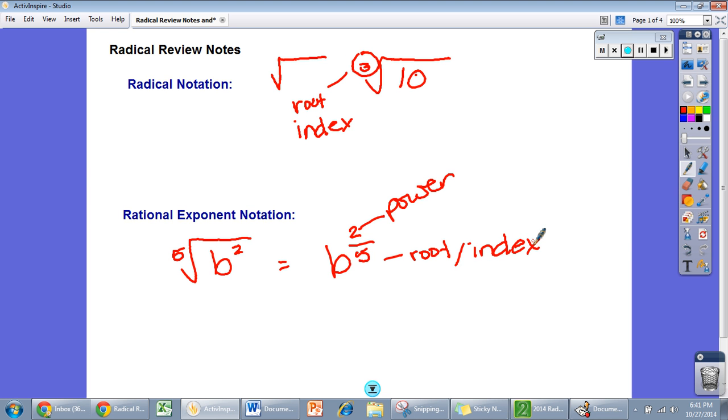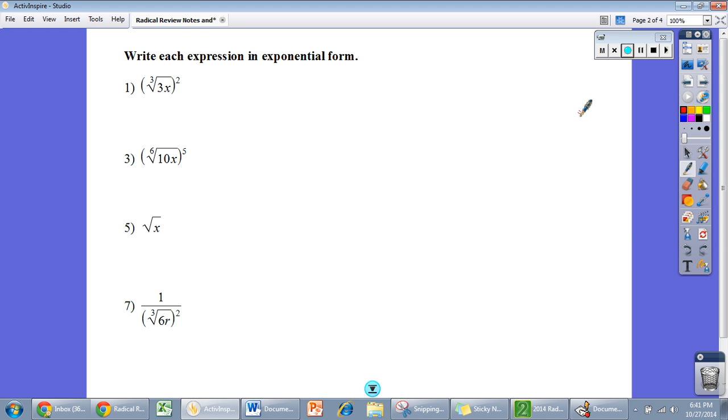Let's take a look at some conversions. We're going to write these in exponential form, meaning rational exponential form. And rational is another way of thinking of a fraction. Fractions are rational numbers. So here we have the third root, or the cube root, of 3x squared.